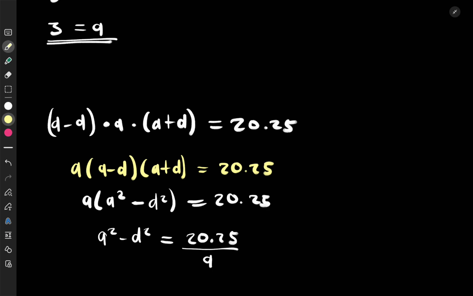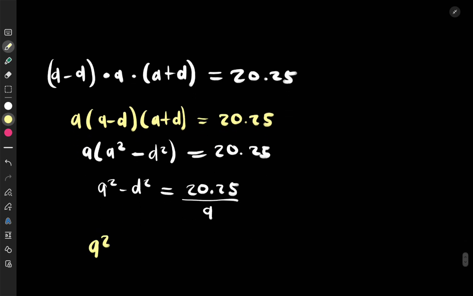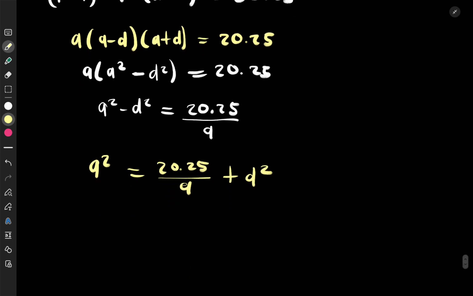And what are we going to do? Well, we want the d. And look at it, it's negative here. We don't want it negative. We take it to the other side to make it positive. And we have a squared, and then this remains there. We'll have it as 20.25 over a. And this was a minus d squared, it's coming in to be a plus d squared. Okay, because when it goes to the other side, it just does the opposite of what it was doing.